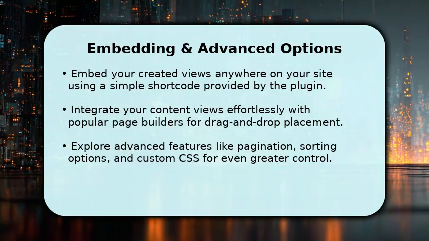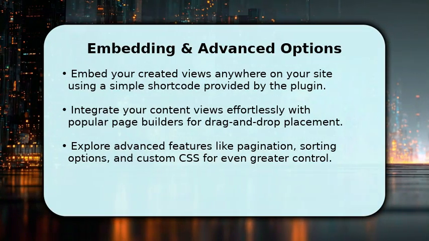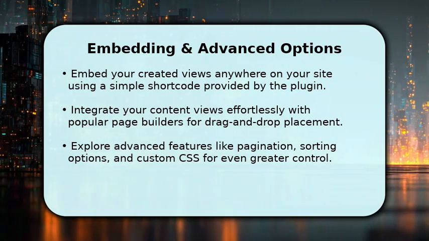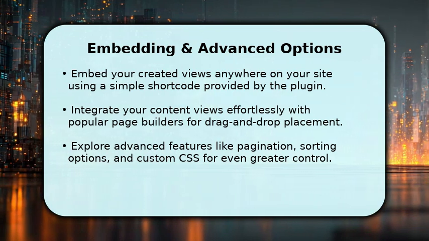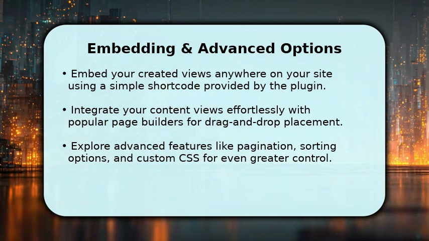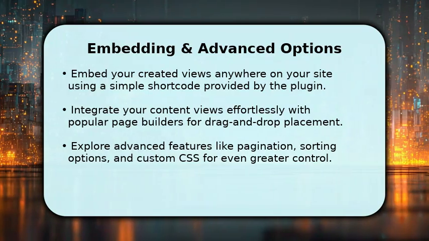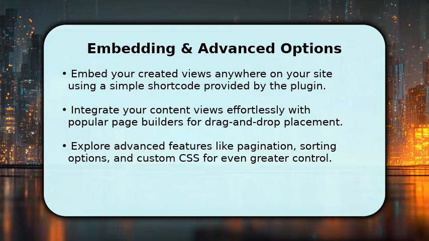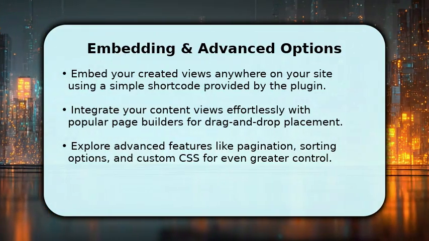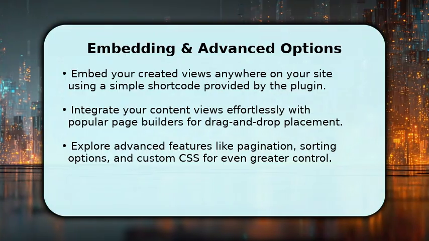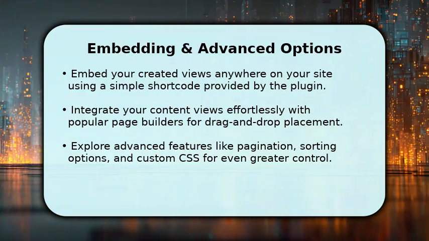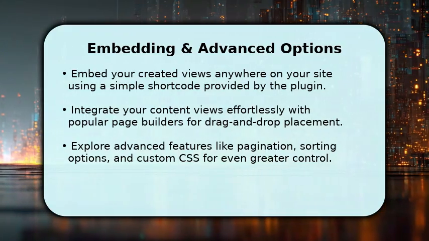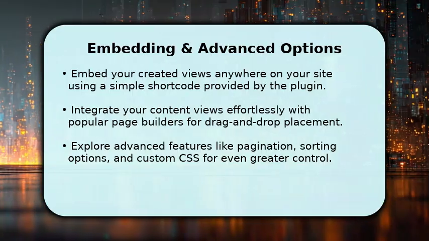Finally, let's get your beautiful content view onto your website. Content Views generates a unique shortcode for each view you create. Simply copy this shortcode and paste it into any post, page, or widget area where you want your content to appear. For those using page builders, the plugin often provides direct integration, allowing for easy drag-and-drop placement. Don't forget to explore advanced options like pagination, which lets you display 10 or 20 posts per page, and various sorting methods. You can even add custom CSS for pixel-perfect adjustments, giving you complete creative freedom.